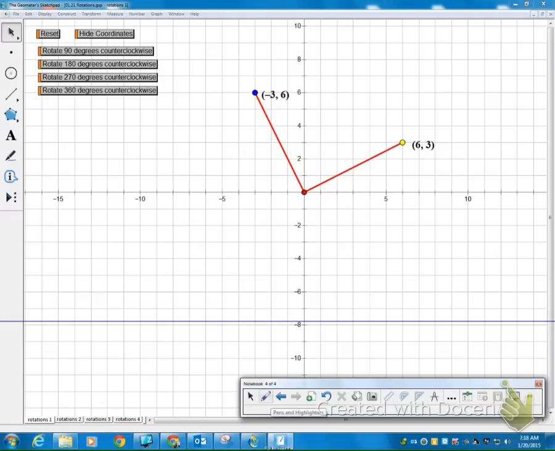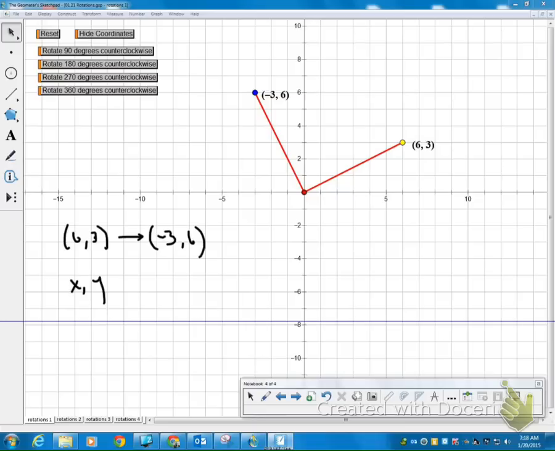So I want to see, well, what happened from the first one to the second one? Well, I started at (6, 3), and I moved to (-3, 6). So if we're looking at what happened here, first thing that I noticed is my numbers switch places. I went from a 6 to a 3, to a 3 to a 6. So I can say that I'm going to go from (x, y) to at least (y, x).